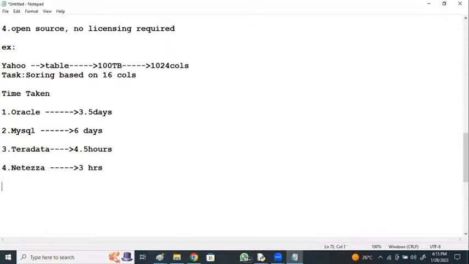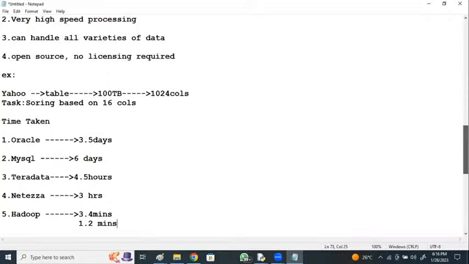But finally, Hadoop has just taken 3.4 minutes, and the latest version of Hadoop has taken just 1.2 minutes, right? If you talk about Spark, it will take seconds. Spark speed is much faster than Hadoop. So this is the Hadoop speed compared with other systems where they have taken days and hours. Hadoop has taken just minutes. That is, Hadoop is proven in the market from a processing point of view, and even from a storage point of view also, Hadoop is proven, right?